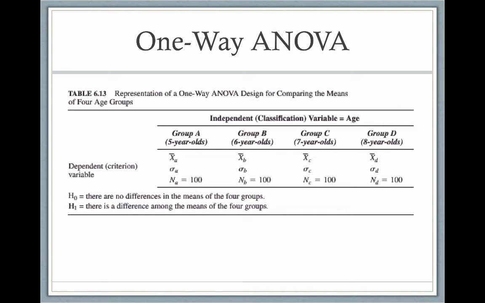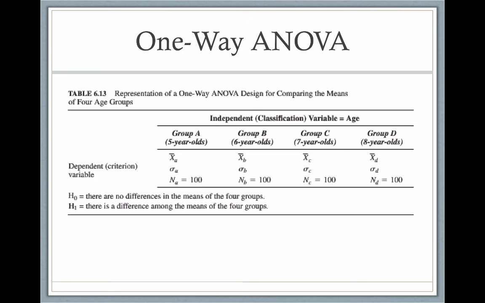So here's a figure to help you better understand. Our independent variable is age: a group of 5-year-olds, 6-year-olds, 7-year-olds, 8-year-olds. We're going to calculate a mean for each group. We're going to calculate the variance, so how much each individual score varies from the mean. And then we're going to look at the differences between Group A and Group B and compare it to the variance within Group A.